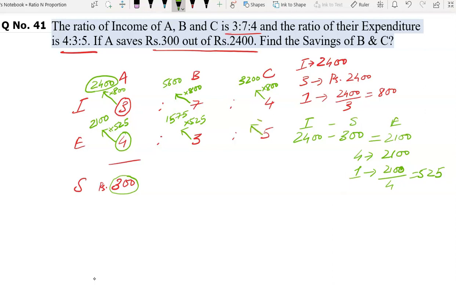And 5 into 525 will give us 2625. So now we can easily find the savings of B and C.